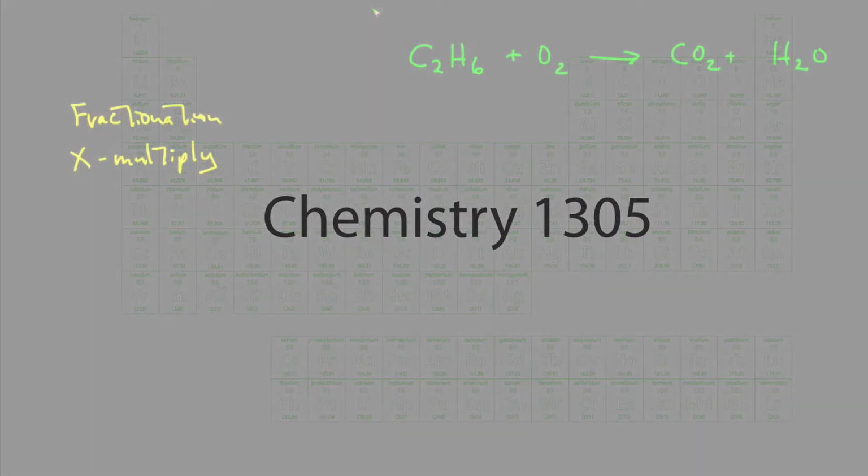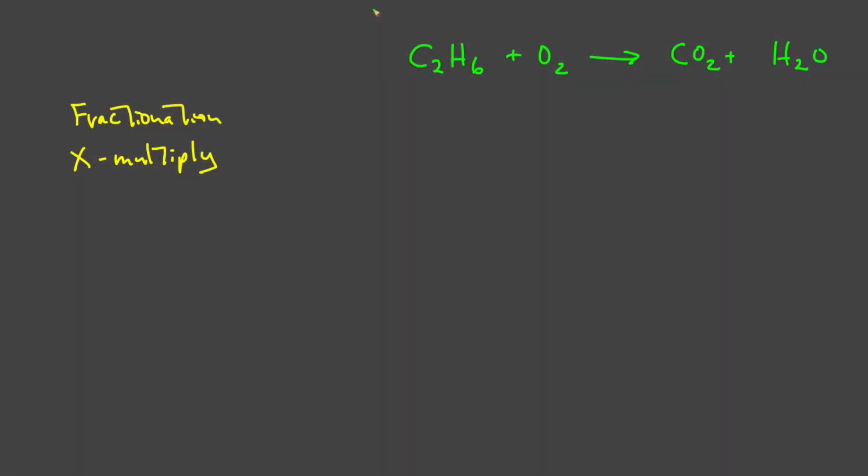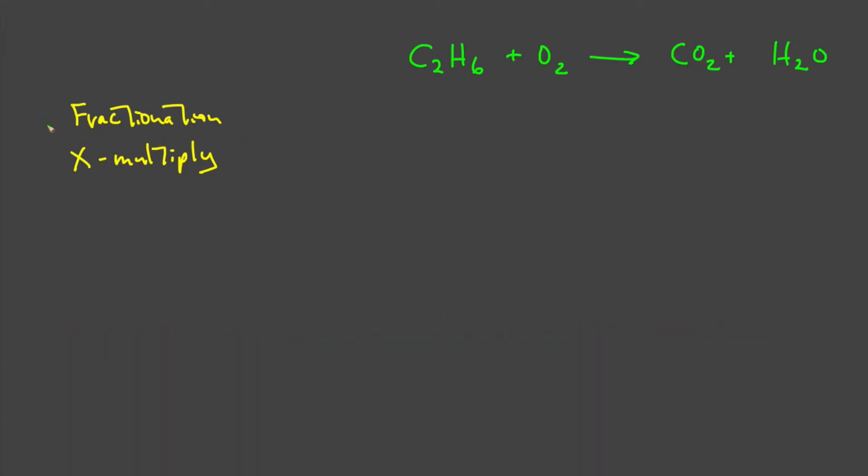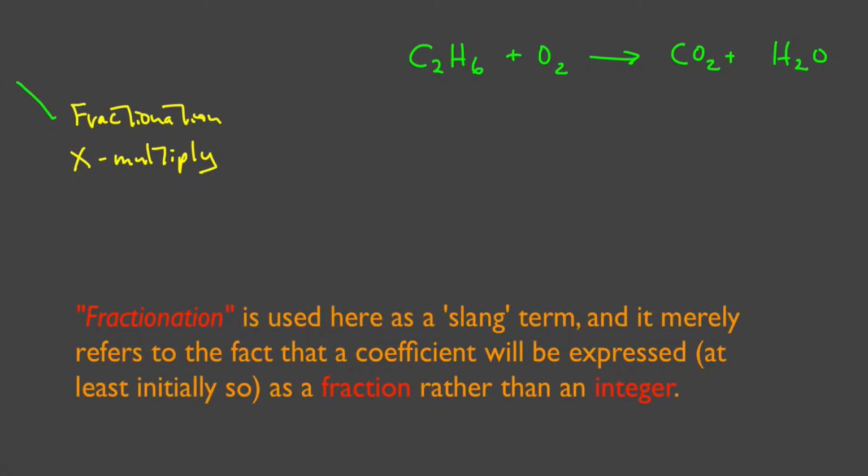This is a continuation from the very first video on balancing chemical equations. If you have not seen that one, I would advise you to look at that video before proceeding with this one. But in that video, at the very end, you were promised a look at two so-called tricks of the trade to help balance chemical equations, and those tricks were fractionation and cross-multiply. So now let's look at an example that illustrates this idea of fractionation.